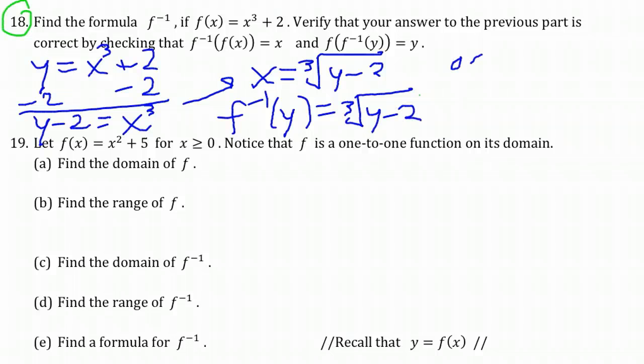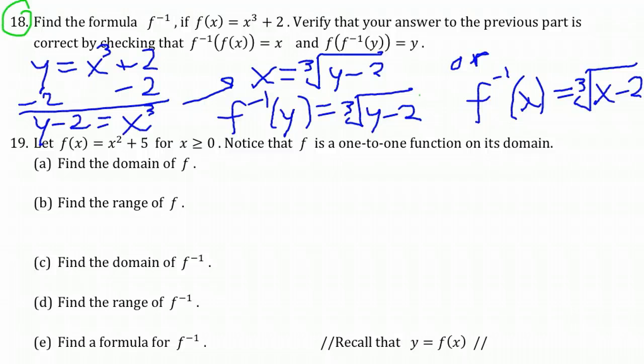Or we could write that in terms of the variable x, which says f inverse of x would be the cube root of x minus 2. Okay, so if you plug them into those identities, they'll unwrap each other, the original function f and the function f inverse.